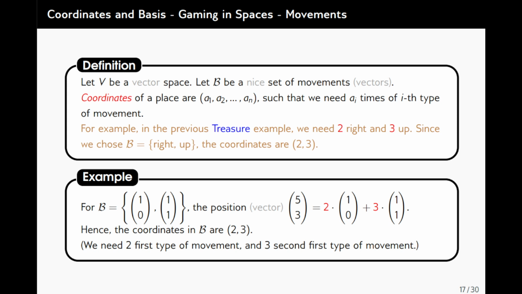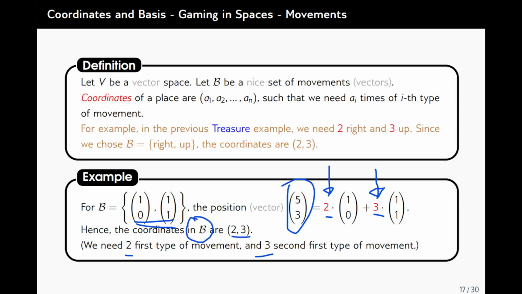So for example, if you have a basis of this thing, it looks very horrible, but it's just two movements. You remember they are just two movements. This is your treasure. These are your two movements. So you need to find how many of each movement you need to get to 5, 3. Since you know that you need 2 of the first movement and 3 of the second movement, the coordinates in basis B are exactly 2, 3.